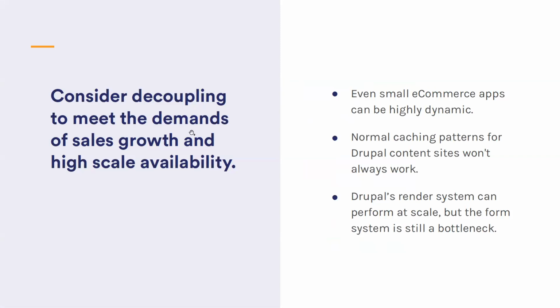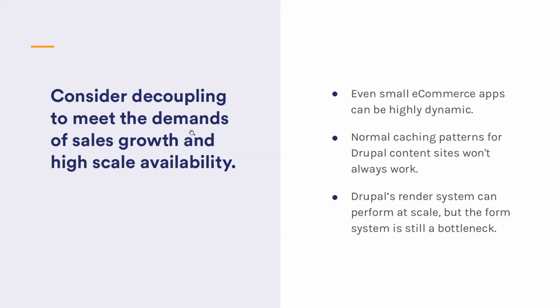And you should also consider decoupling to meet demands of sales growth and high scale availability. Small e-commerce apps could be highly dynamic. Even small sites can have things that are highly dynamic, such as different pricing. You may have a small market, but there's a lot of different business logic that goes into your pricing rules.